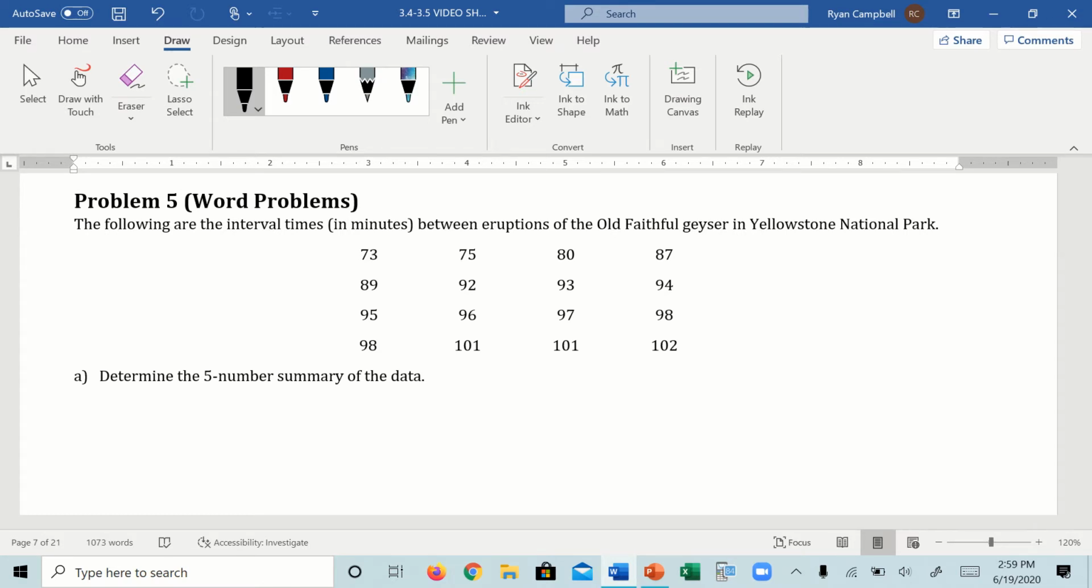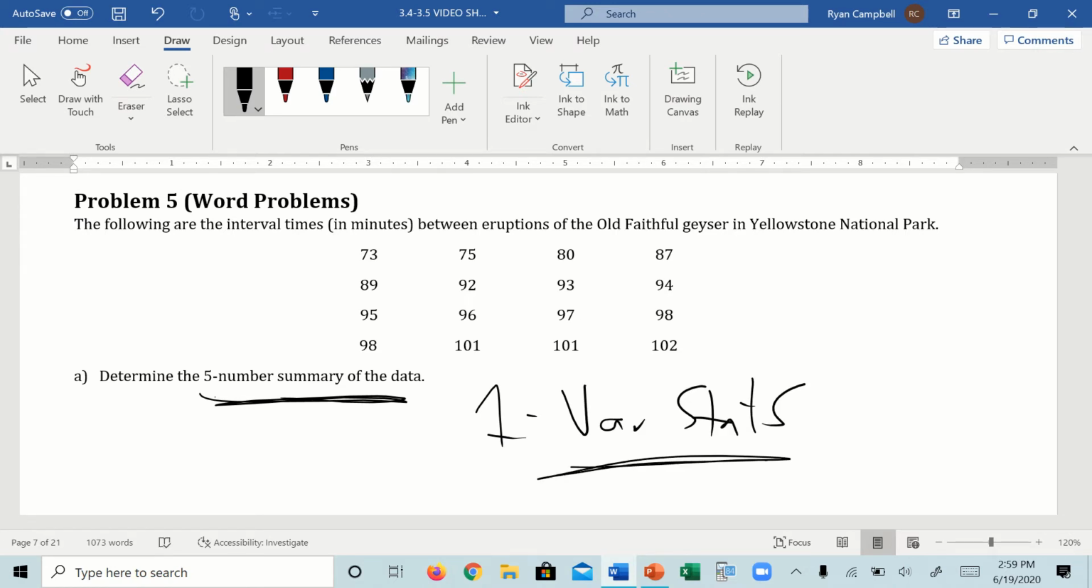All right, so these are all the values that we want. We want to know what is the 5-number summary. So for this section, just like with the last section, we talked about 1var stats. Well, that's what we're doing for this section as well. We're going to use 1var stats. So we're going to go into our calculator.